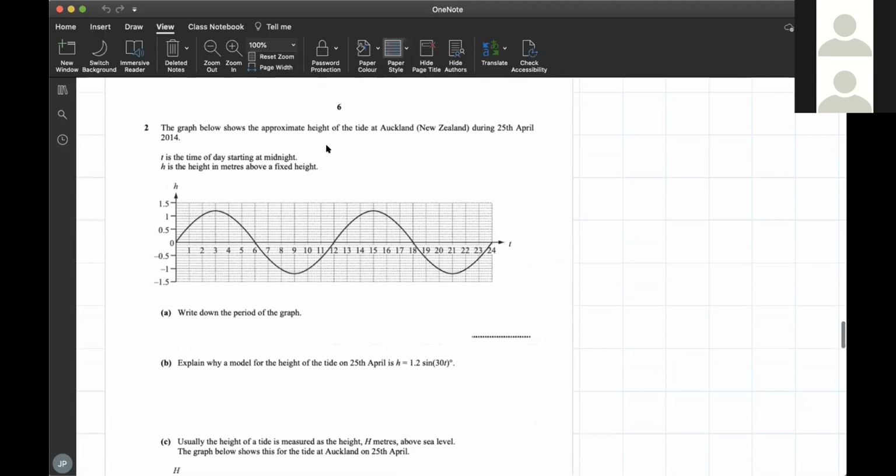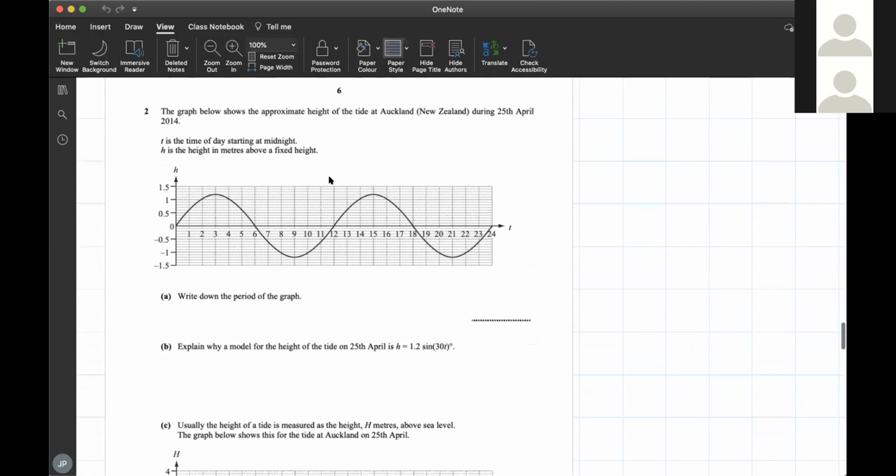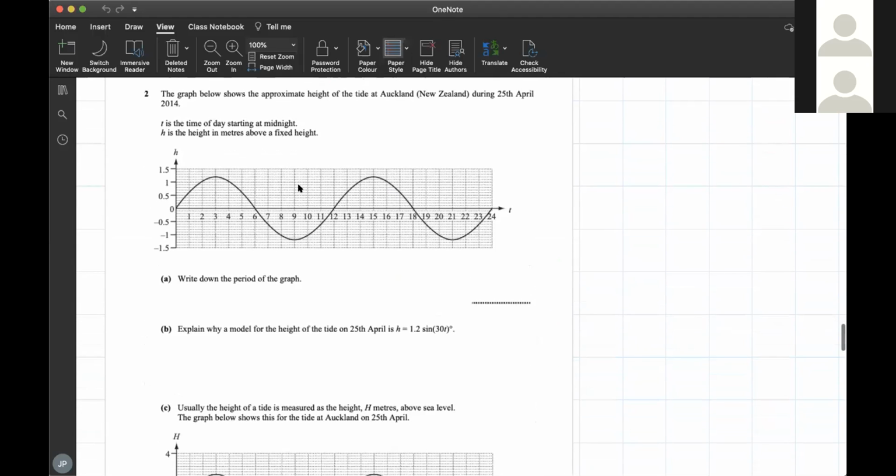The graph below shows the approximate height of the tide at Auckland in New Zealand during 25th of April 2014. T is the time of the day starting at midnight. H is the height. So along the y-axis, you have the height above a fixed height. So 24 hours from midnight. That's the period. So what is the period? Can anyone tell me from what we've done? One complete sine wave, no? One complete crest. So the period is actually from here all the way to here. If you look at it, at 12, the period of this complete sine wave is 12.